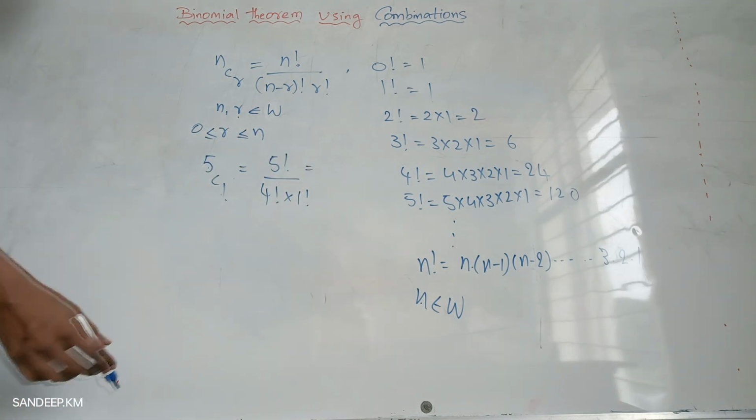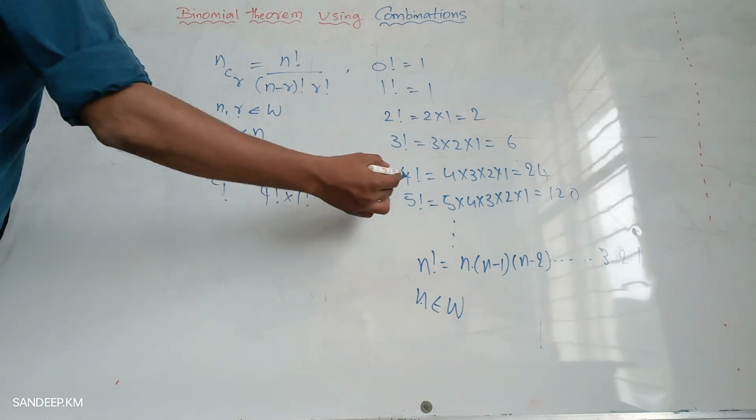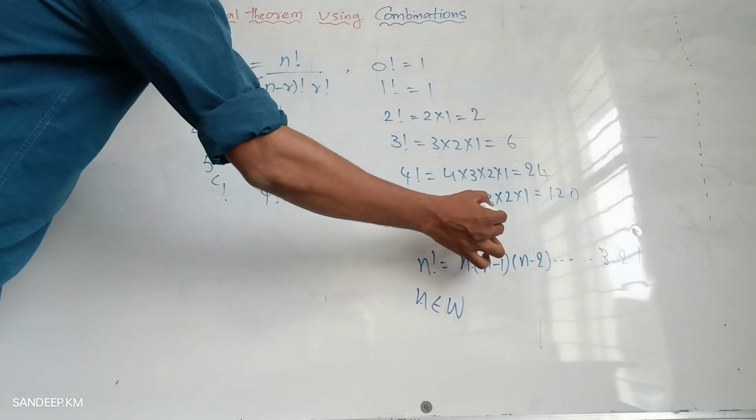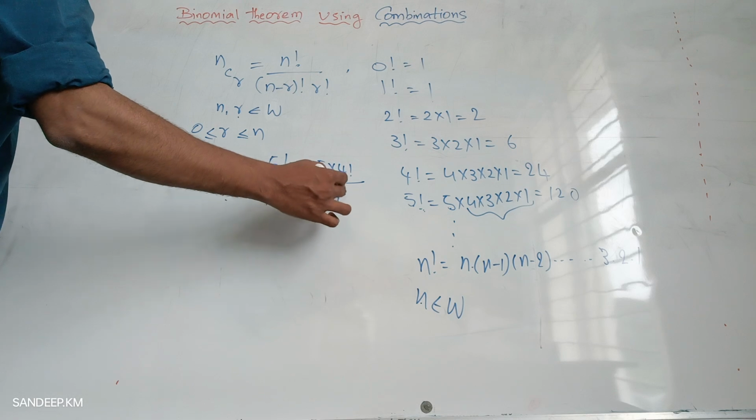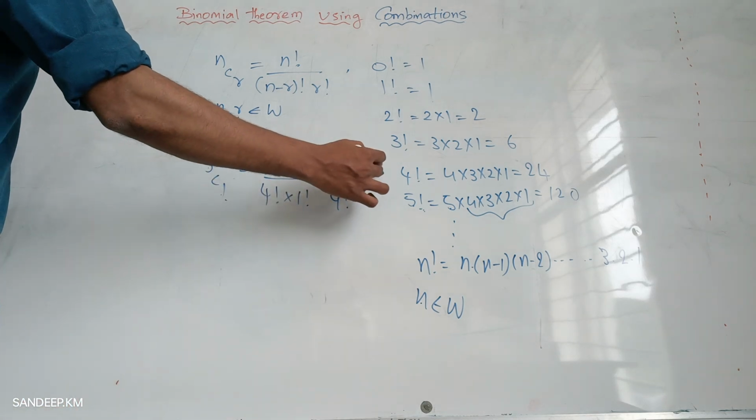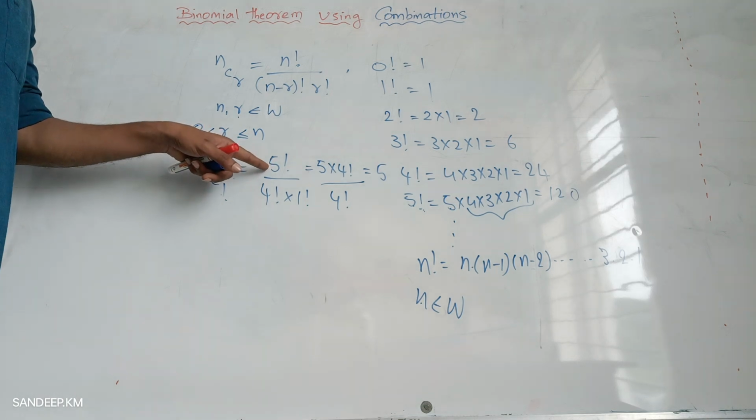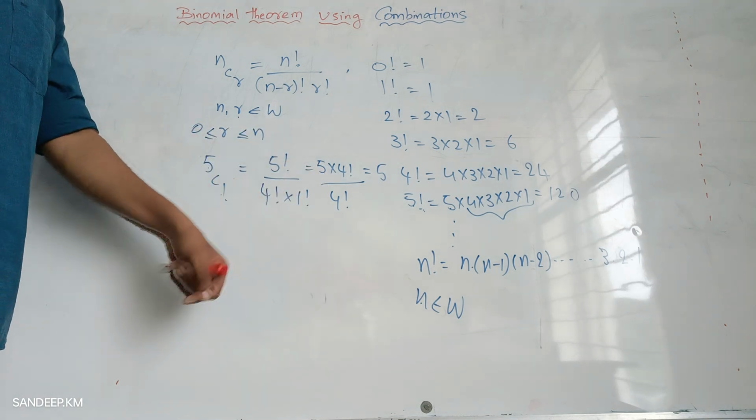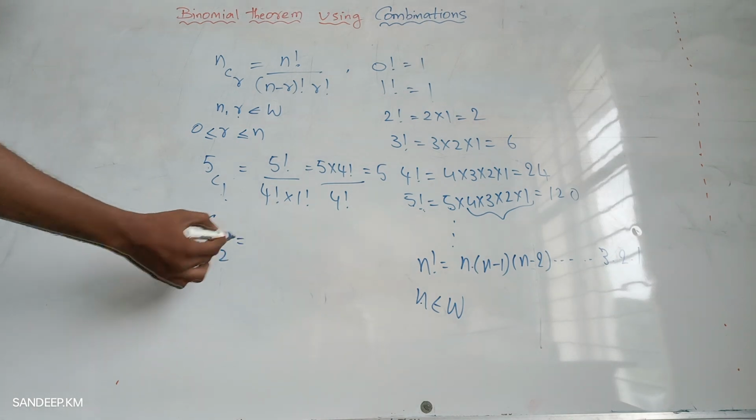So 5 factorial can be written as 5 into 4 factorial. Please observe. 5 factorial can be written as 5 into, the remaining part is 4 factorial only, divided by 4 factorial. It will get cancelled, you will get 5. Or else do one thing, 5 factorial is 120 divided by 24, which is equal to 5. It's up to you.